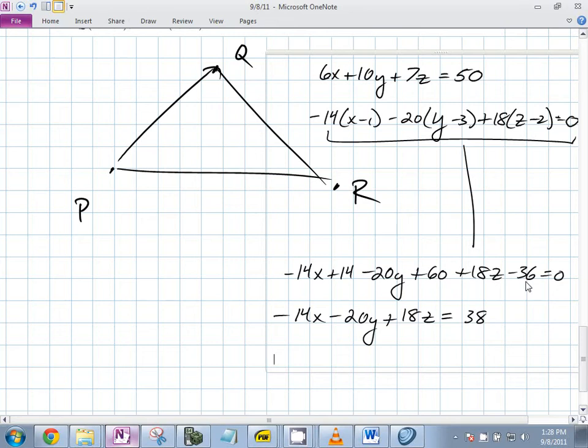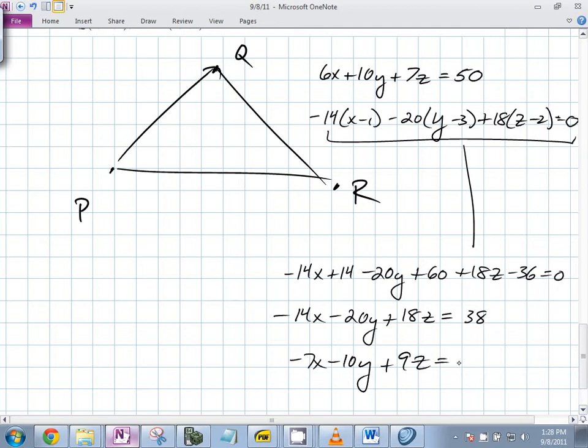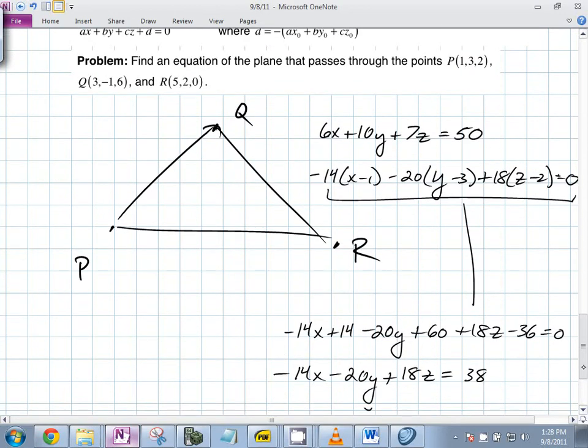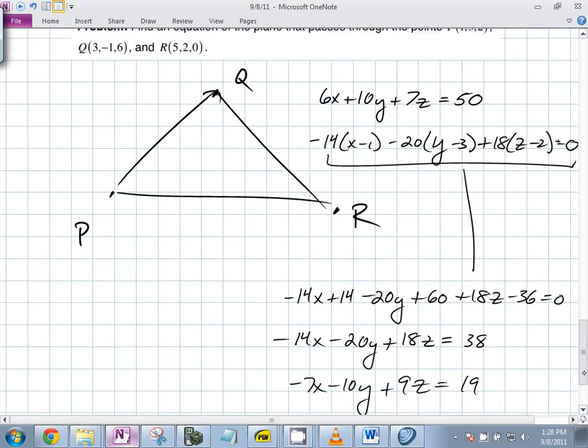74 minus 36 is 38, right? Okay, so what could you do at this point? You could divide everything by 2, and you get negative 7x minus 10y plus 9z is equal to 19. It's in the semi-ballpark, but it looks like something went wrong here.